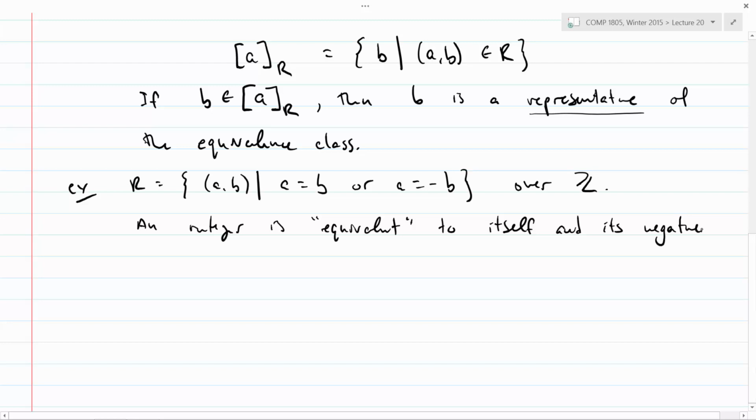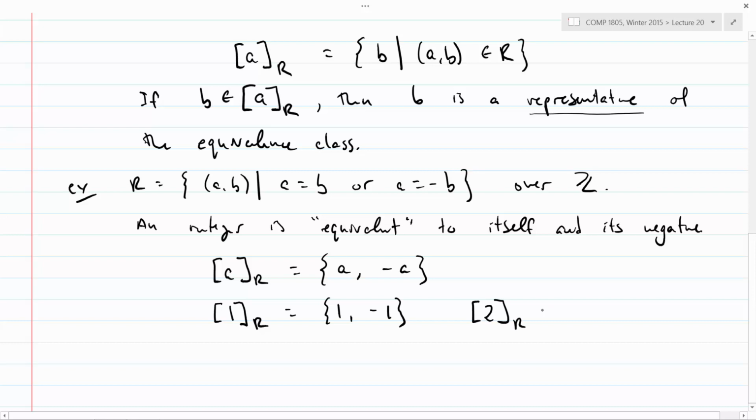Right? So 1 is related to 1 and minus 1 by this relation. So this relation considers them to be equivalent. So let's start looking at the representatives. For any integer A, we have that the equivalence class of A is equal to {A, minus A}. For example, the equivalence class of 1 over the relation R is {1, minus 1}. The equivalence class of 2 in the relation R is the set {2, minus 2}.